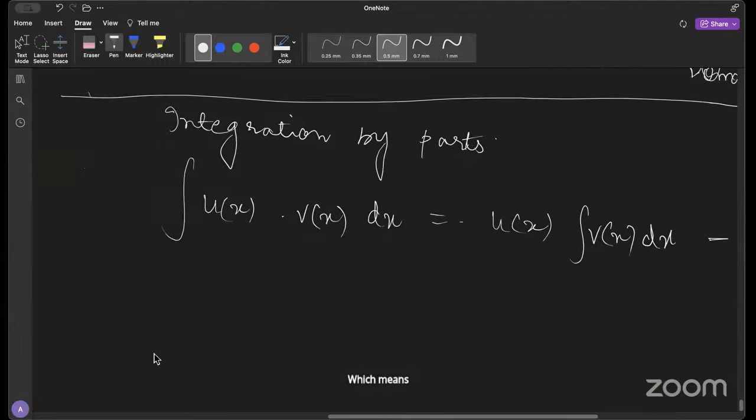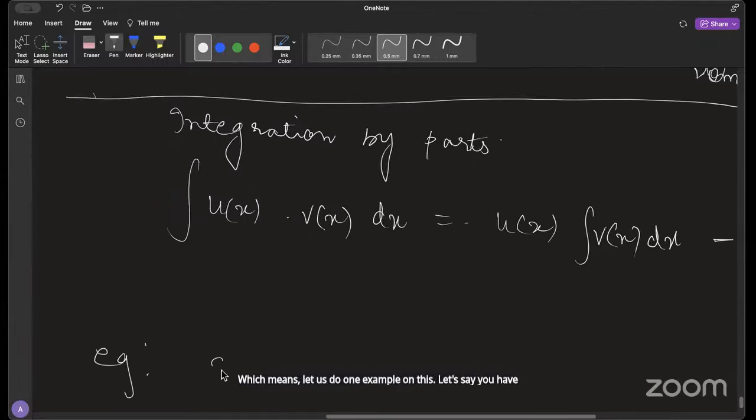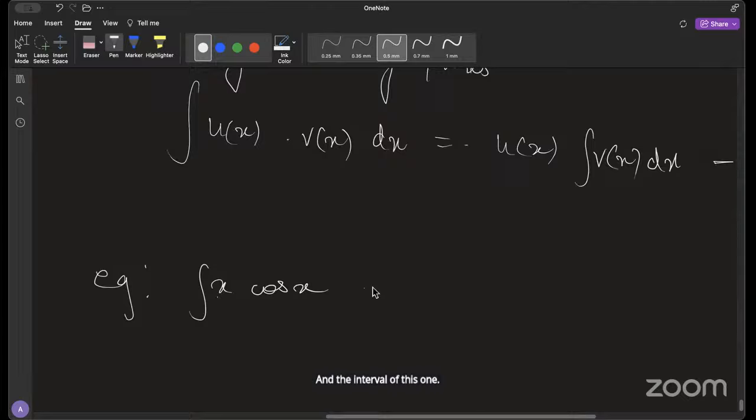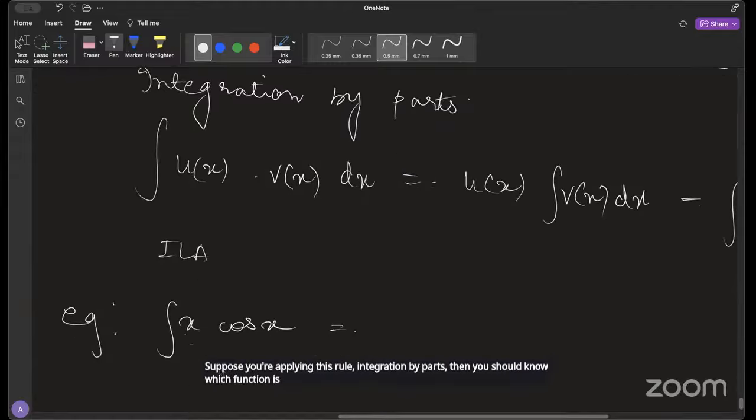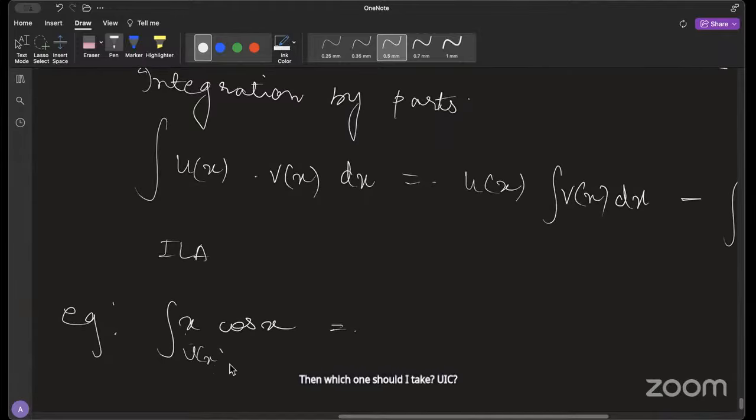Which means, let us do one example on this. Let's say you have x cos x and the integral of this one. And we have a rule, the ILATE rule, for it. ILATE rule means, suppose you're applying integration by parts, then you should know, if this is x cos x, which one should I take as ux and which one as vx, because it's going to make a difference, right? If I take this as ux, I'll get something different. I might get the ultimate answer the same, but I'm not going to get the same steps. So how do we choose which function to take as ux and which as vx?